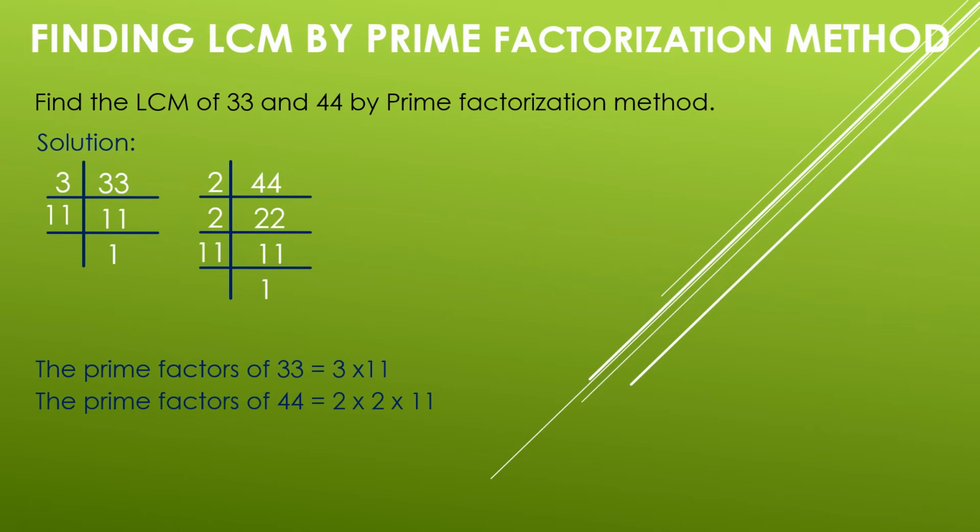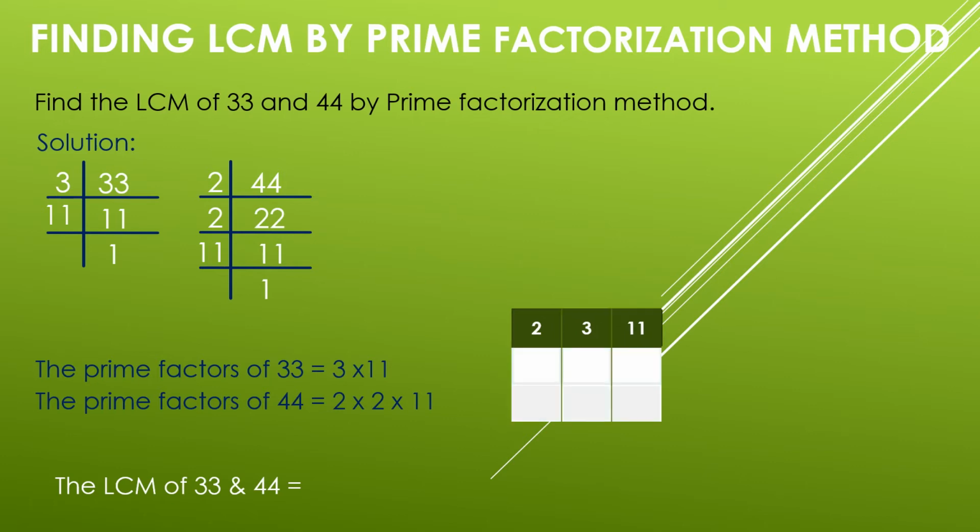Now we will find out the LCM of 33 and 44. So the LCM of 33 and 44 is equal to, first see what are the different types of prime factors in 33 and 44. We see 2, 3 and 11. So make a table like this with 2, 3 and 11. Now fill this. Look at the factors of 33. How many times 2 is present in 33? 2 is not present in 33, so write 0.